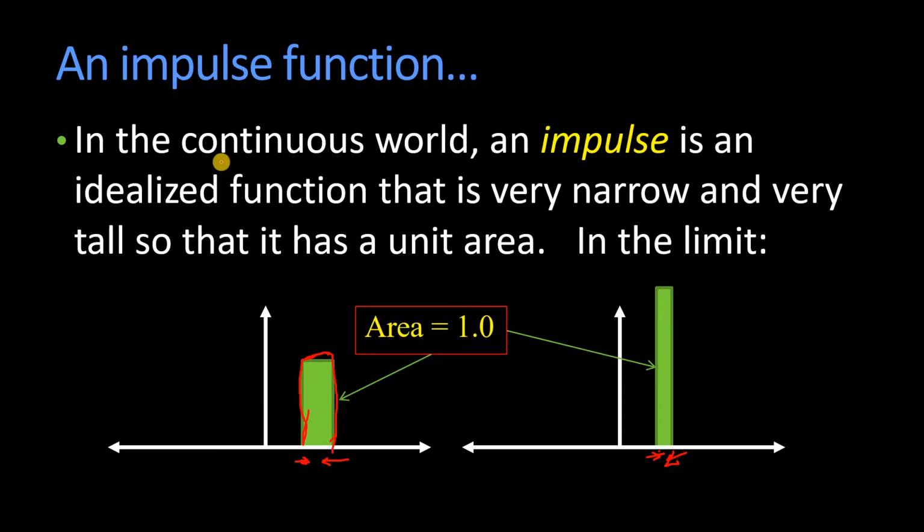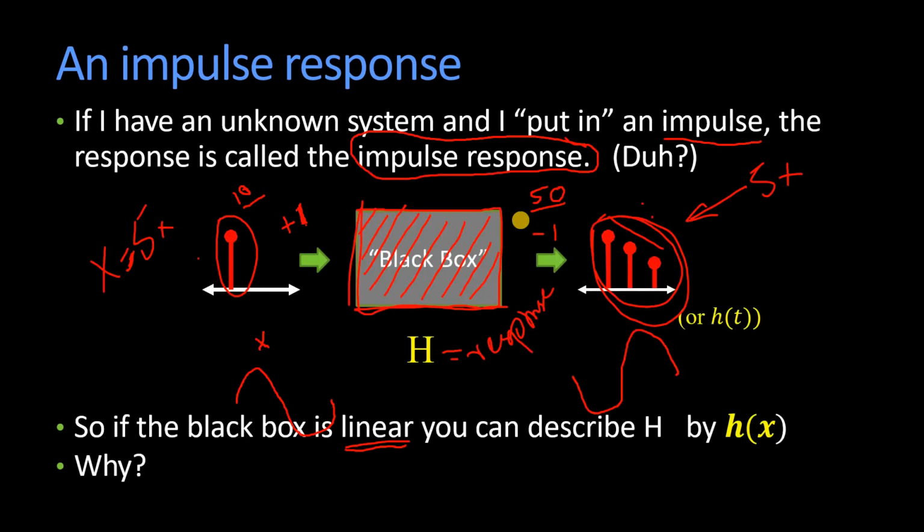In continuous signals, impulse is basically an ideal function that is very narrow and very tall. Overall it should have a unit area, which means the area is 1. And this is why we use it. Impulse is used to find the behavior of an unknown system. So that's why we use it.